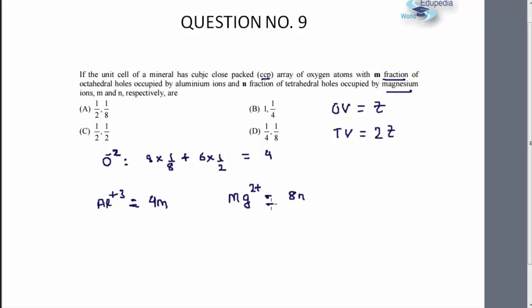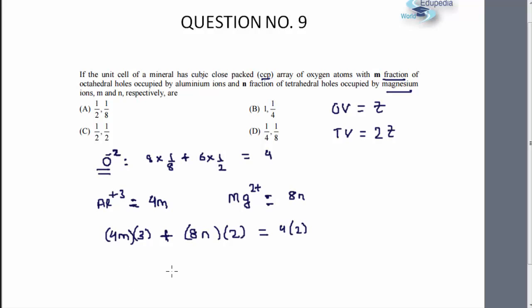Now any mineral must be electrically neutral. So for the condition of electrical neutrality, the total positive and the total negative charges must be the same. So if we now go about balancing the charges, 4m into 3, this is the total positive charge on aluminium, plus 8n into 2, this is the total positive charge on magnesium, is equal to 4 into 2, that is the total negative charge on oxygen.